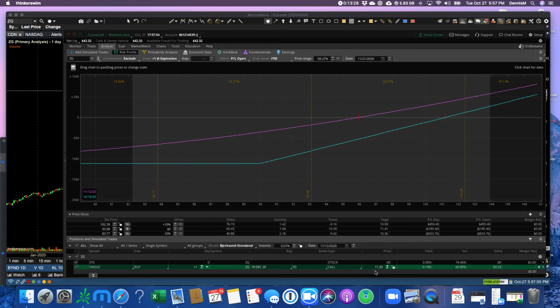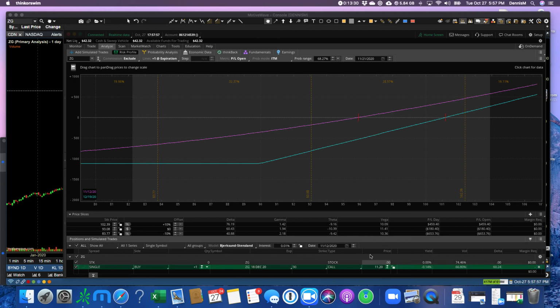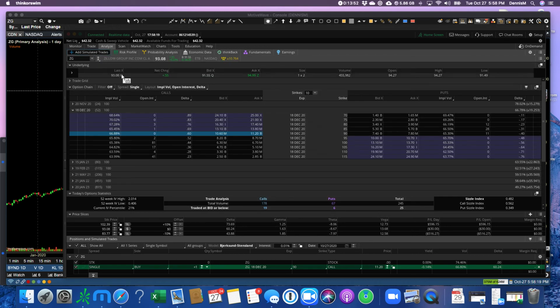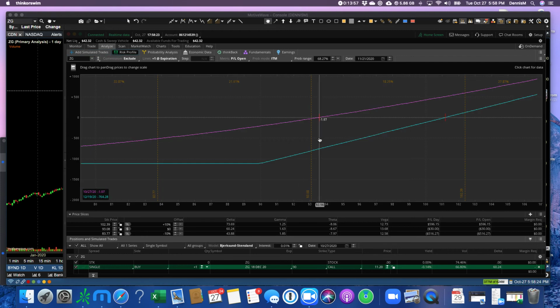Tomorrow, if you were to buy this call and pay $11.20 for it, you wouldn't make any money until the stock was above 95.93. Oops, sorry, that's not tomorrow. That's November the 12th. Let's go back to today. You wouldn't make any money tomorrow until the stock was at 93.57. What's the stock trading at now? What did we say? Stock is trading at 93.08. So you need to be trading above 93.56 to make any money tomorrow.